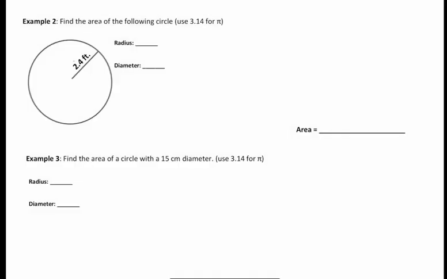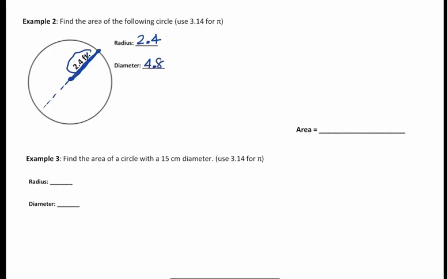All right, so example 2 here, find the area of the following circle and use 3.14 for pi. And just like on the last problem, I want you to list the radius and the diameter. So what is this number right here? This is showing a shorter segment that starts at the middle and goes to the edge of the circle. Is that the radius or the diameter? That is the radius. So I'm going to put 2.4 here. And not that we need it, but if we were looking for the diameter, it would be double that, which would be 4.8.